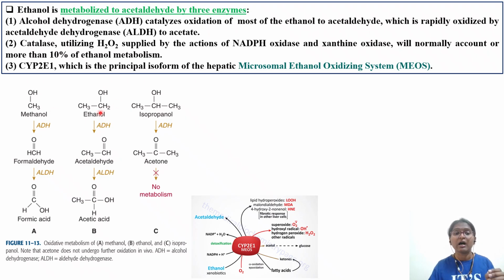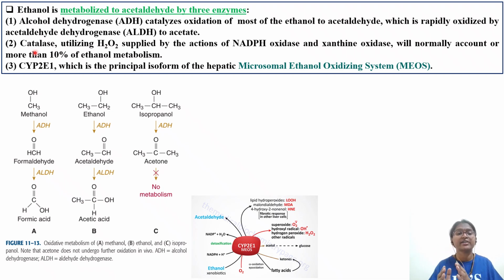So ethanol, upon action by this particular enzyme, alcohol dehydrogenase, the OH group is converted into CHO. This is the aldehyde group. Now, further, this acetaldehyde is rapidly oxidized, the oxidation taking place by the enzyme acetaldehyde dehydrogenase, ALDH. Here the CHO group is converted into acetic acid, COOH.